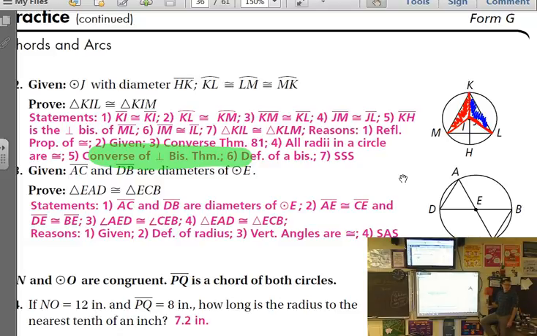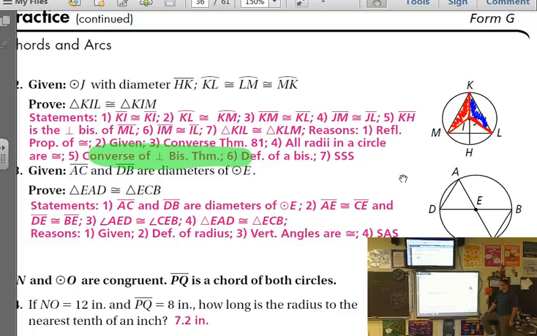Once we know they're congruent, we know their angles must be congruent, CPCTC. So then I know that this angle up here at K and this blue angle up here at K are congruent, which tells me that this diameter is a bisector. Once I know that diameter is a bisector, I can then say that it's going to be perpendicular down here, and then I can prove those triangles congruent.